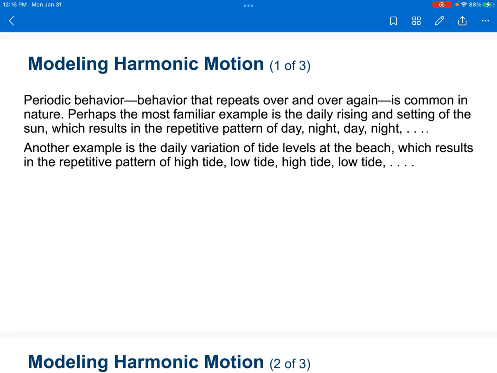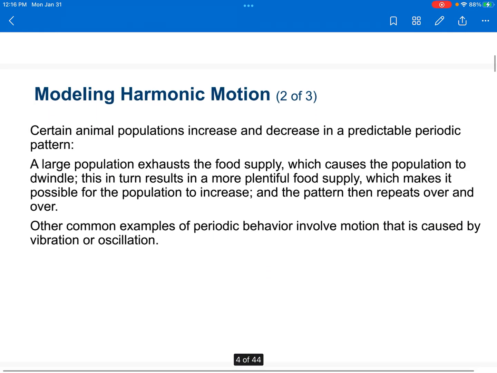Periodic behavior that repeats over and over again is really common in nature. If you think about the four seasons, how they rotate on a regular basis, you think about the moon every 28 days, it rotates around the earth. Low tide, high tide, low tide, high tide. Day, night, the earth rotating around the sun. Those are called harmonic motion.